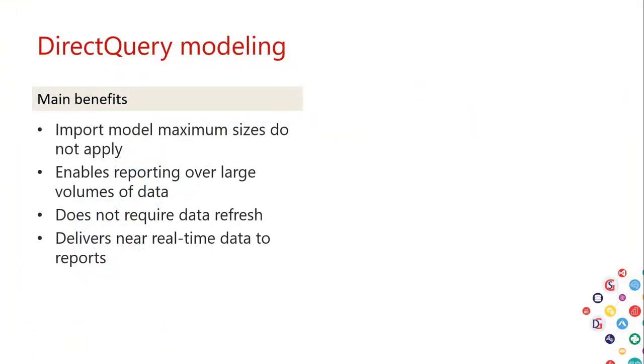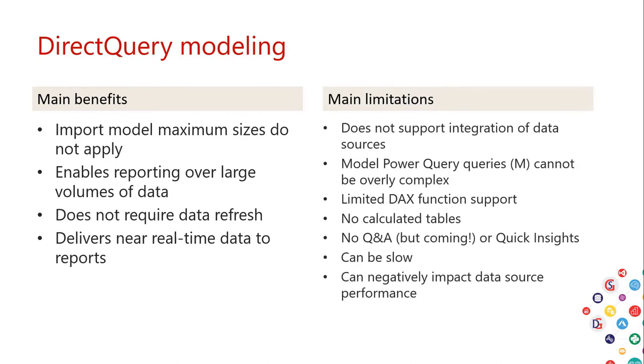All right, let's look at the main benefits for direct query modeling. There are no limits on the size because it's not an import model. So it enables reporting over large volumes of data, and there's no need to configure data refresh. It can also deliver near real-time results, so if you have highly volatile data, a direct query model could be suitable. But there are also many limitations and restrictions.